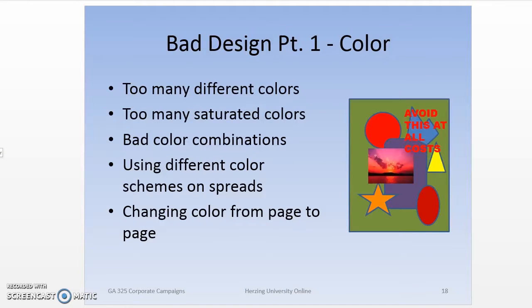Bad design, part 1, color. As you can see, too many different colors, too many saturated colors, bad color combinations, using different color schemes on spreads, and changing color from page to page. Color is a primary concern in any design job. There should be careful planning from the beginning regarding the right choice of color schemes for the publication. The theme, if there is one, should be reflected in the choices of hues.